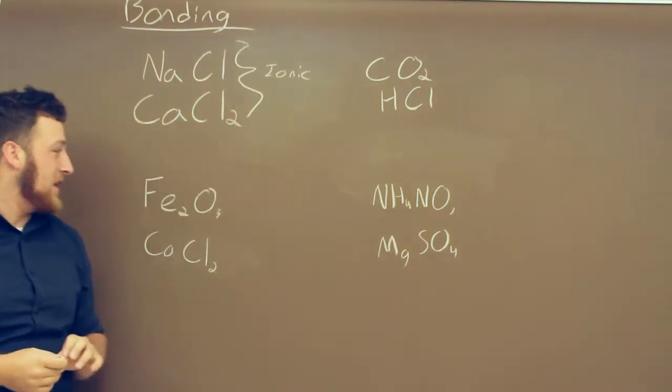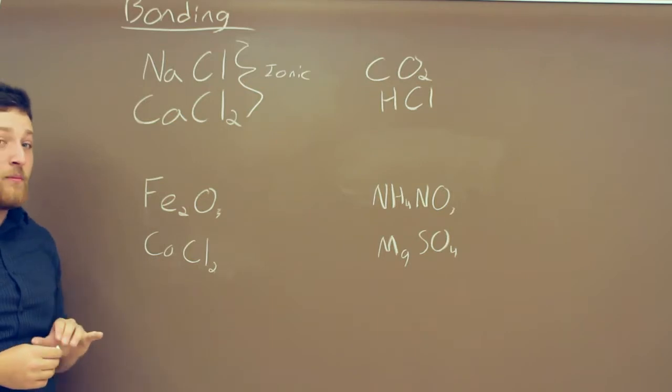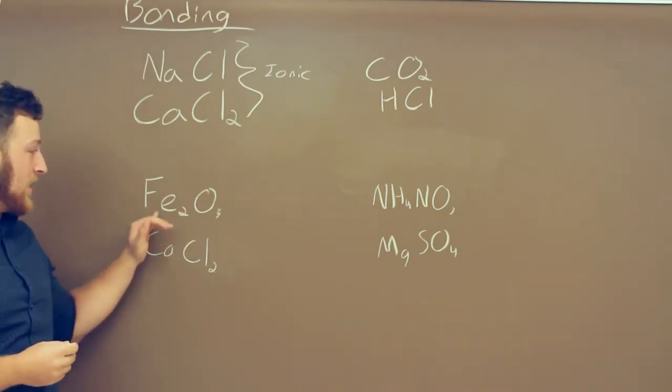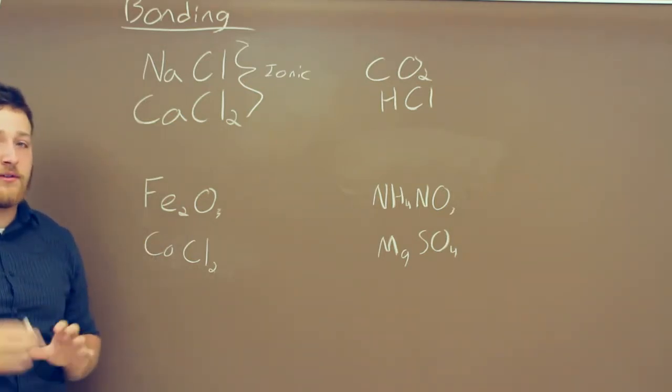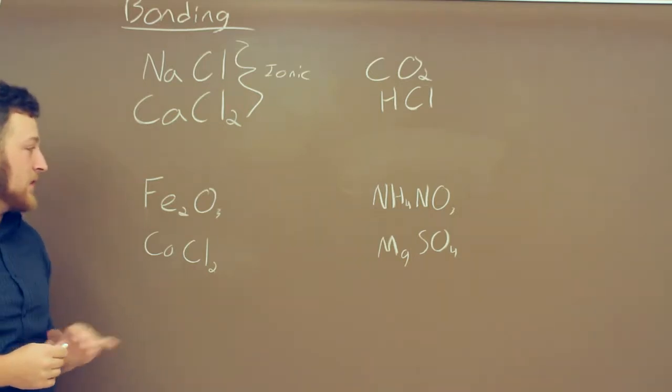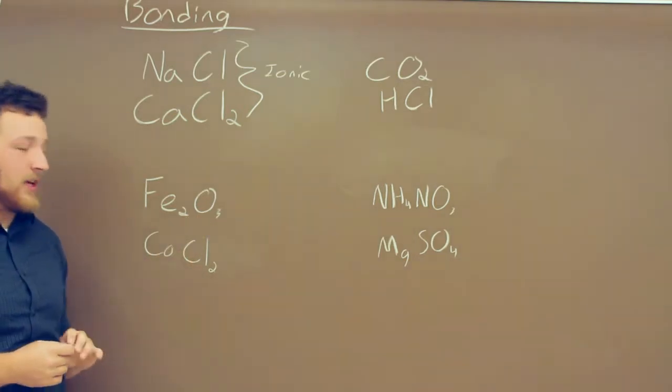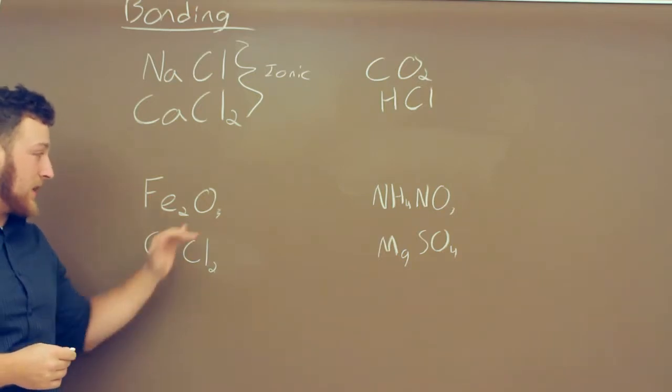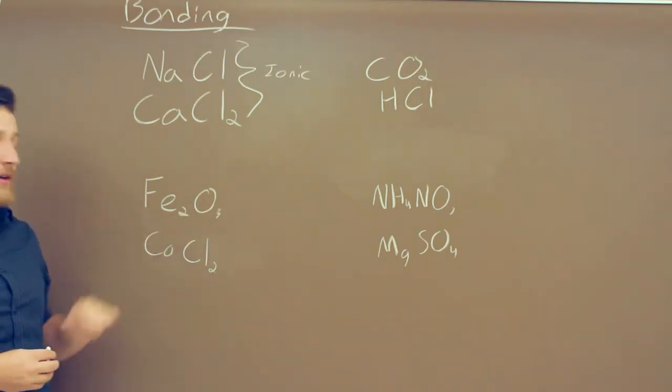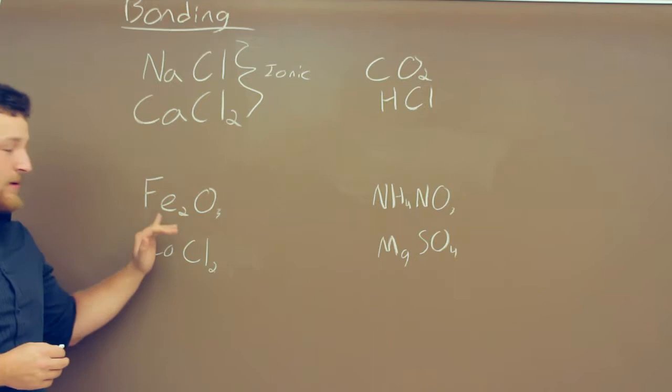In our next example, we have iron 3 oxide and cobalt 2 chloride. Iron and cobalt are transition metals, so you'll find them in the middle of the periodic table. And then we have oxygen and chlorine again, which are on the right, making them anions. The transition metals will act as the cation, and again, these bonds will be ionic.